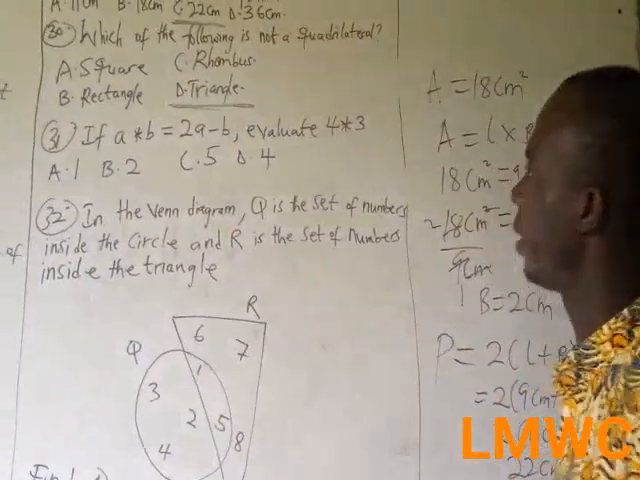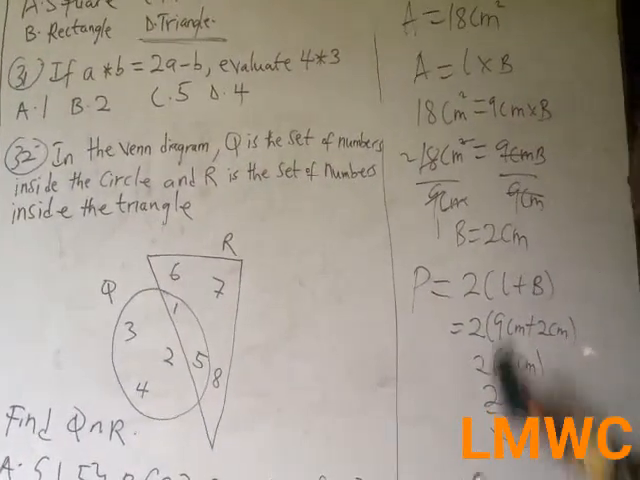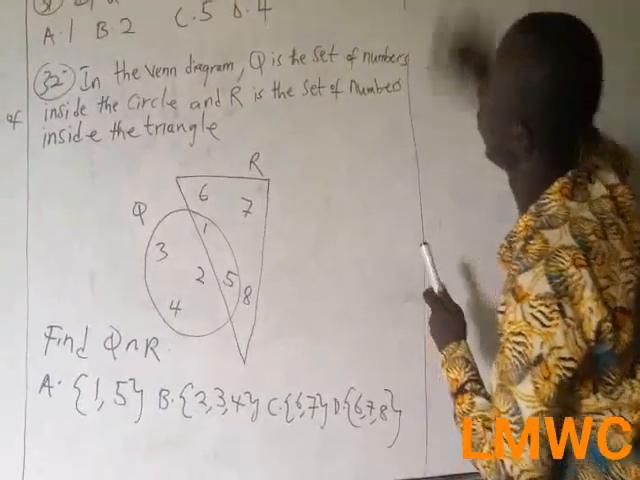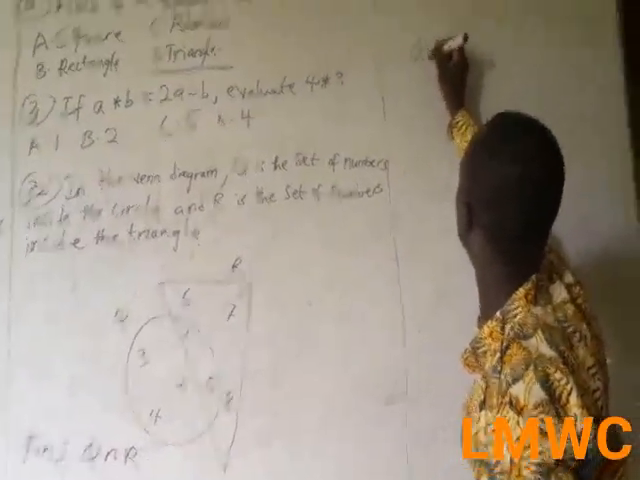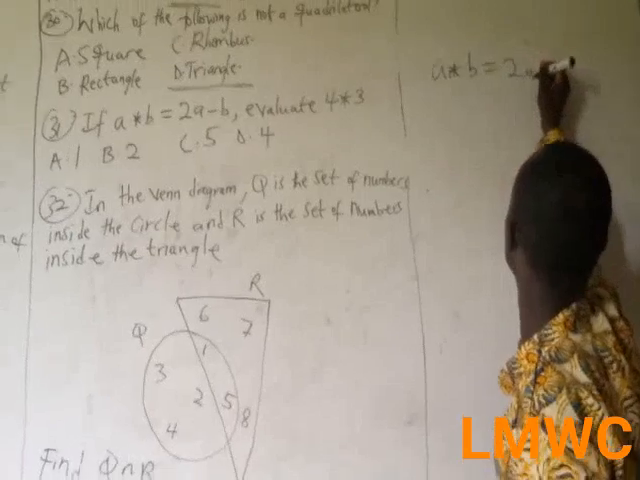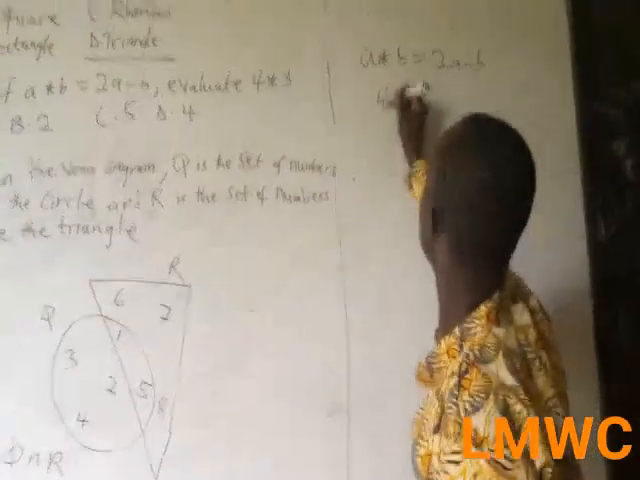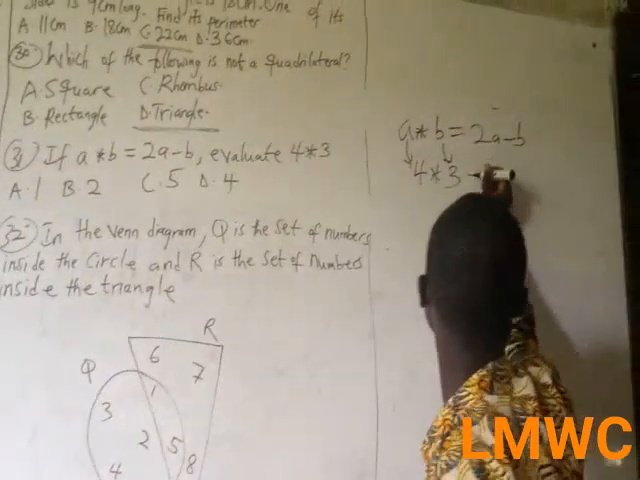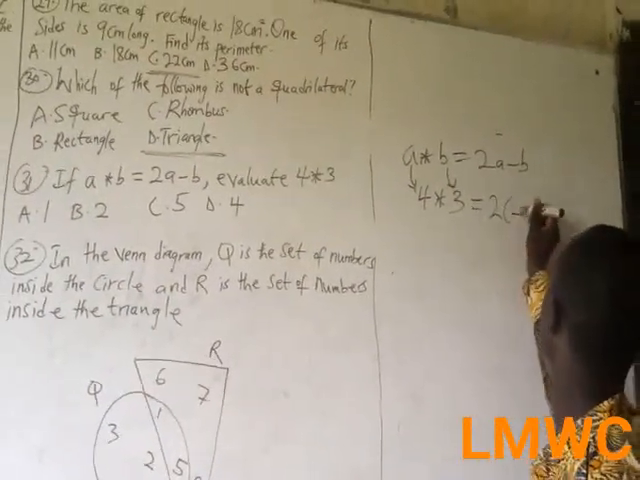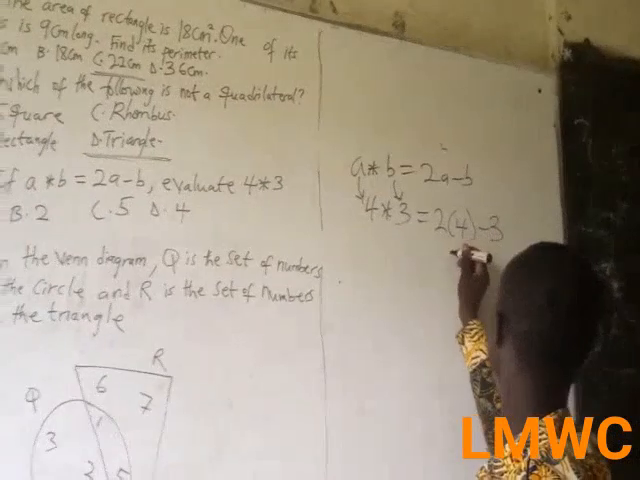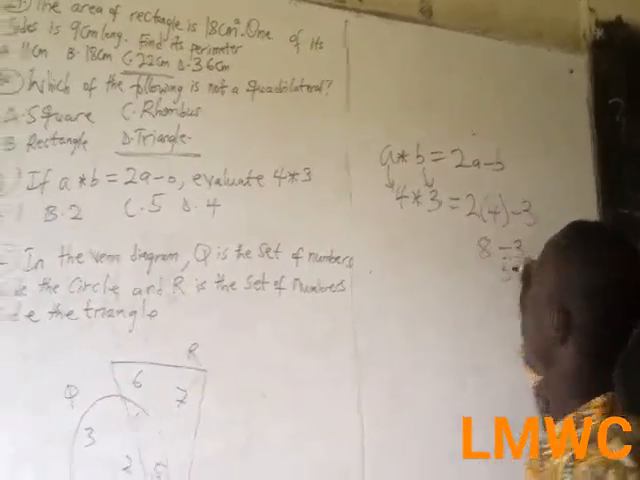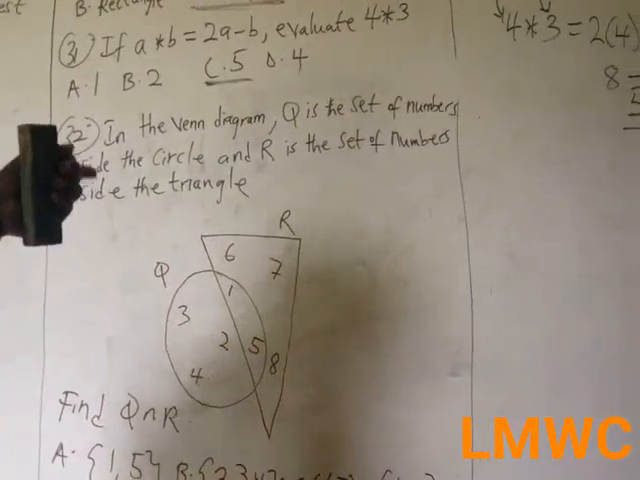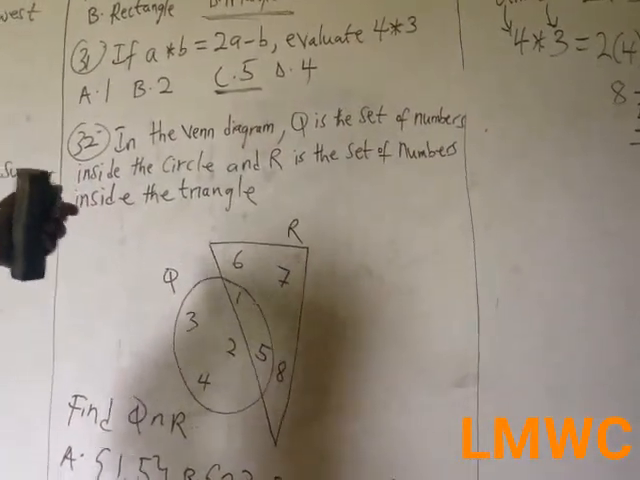If A star B is equal to 2A minus B, evaluate 4 star 3. This is binary operation. So we have A star B, so that's the formula. And you have been asked to evaluate 4 star 3. This means A is 4 and B is 3. Where you see A, you substitute 4. Where you see B, you substitute 3. So 8 minus 3, we have 5. Our answer is 32.